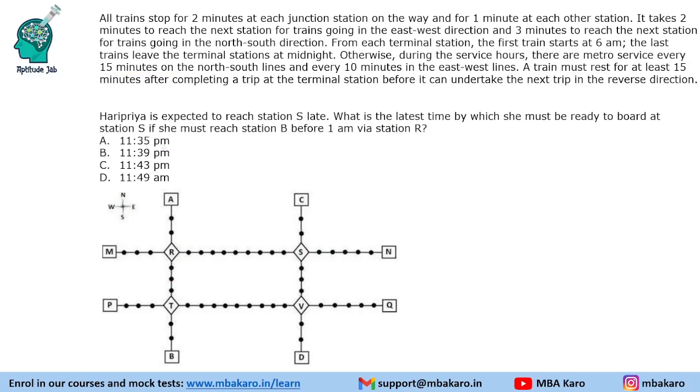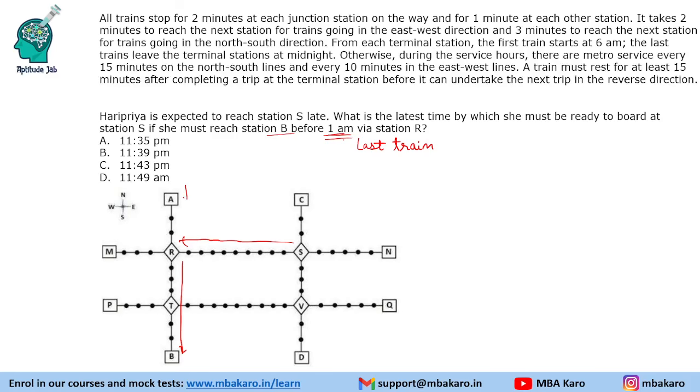Next question. Haripriya is expected to reach station S late. What is the latest time by which she must be ready to board at station S if she must reach station B before 1 a.m. via station R? So she has to board at station S and reach B via R. So she has to go in this direction. Now, the time is given as before 1 a.m. That means she would be catching the last train.